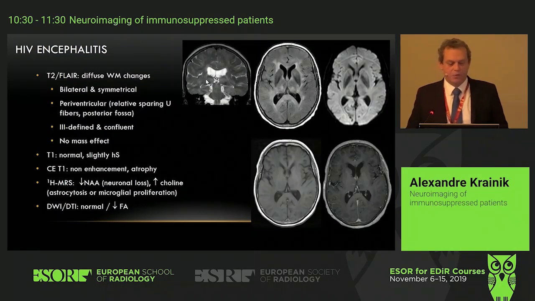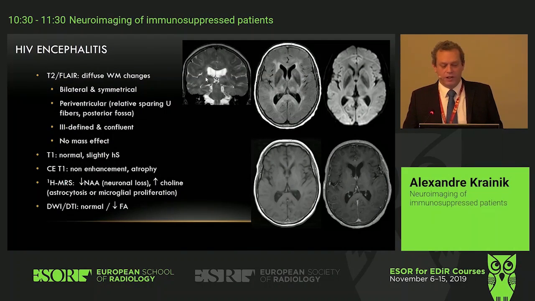Here's another example. On T2 or FLAIR, you have these bilateral hyperintensities here, rather periventricular. It is said that it spares the U fibers and the fibers below the sulci, but it's not exactly true. In this case, or in other cases we'll see in the workshop, sometimes the U fibers are involved as well. What you have to keep in mind is that those lesions are rather periventricular.